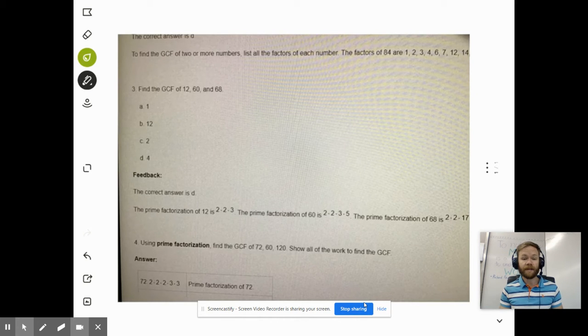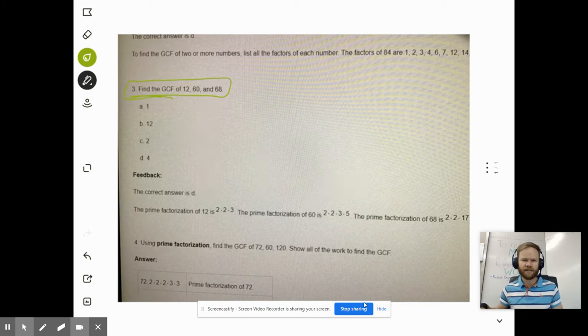So on number 3 in the answer key, we solved it with prime factorization, but that doesn't mean you can't solve it the other way. And if you did solve it the other way, that doesn't mean that you're wrong at all, because there are two equally good ways to solve this. So I'm just going to walk through this problem with you all using both options. We're going to find the greatest common factor of 12, 60, and 68.